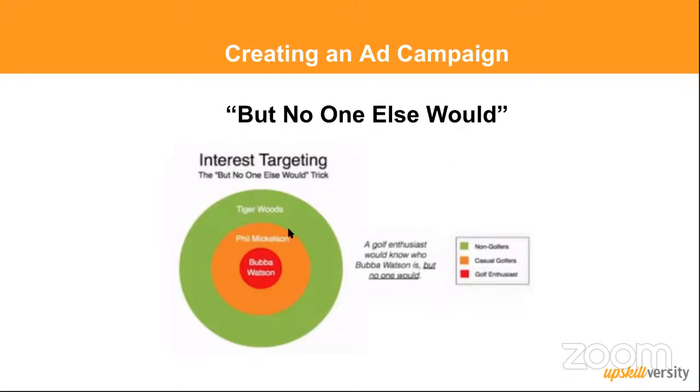Kasi mayroong mga tao na nakakilala kay Tiger Woods pero hindi golfers. Kung Phil Mickelson naman, hindi people who are just casual golfers will still know him even if they are not. But Bubba Watson, only golf enthusiasts would know who Bubba Watson is, but no one would. So, if you will know, yung tong specific target market na to are following this specific person, but others market or people will not, that's a good for targeting.